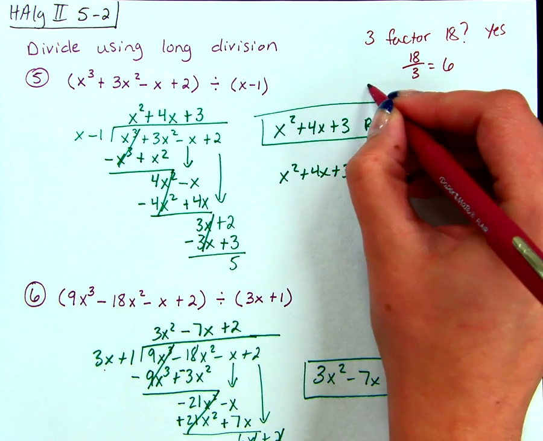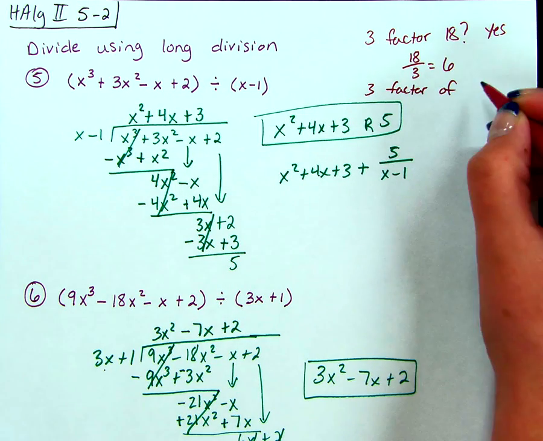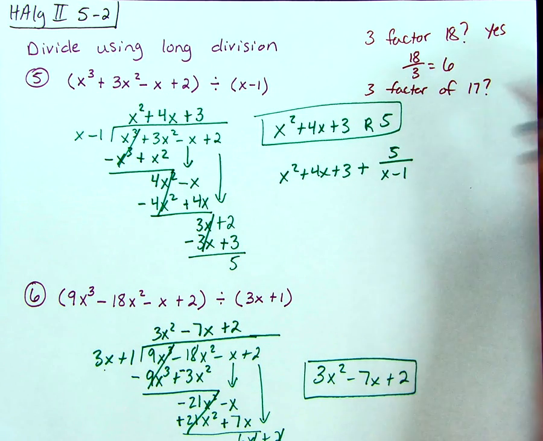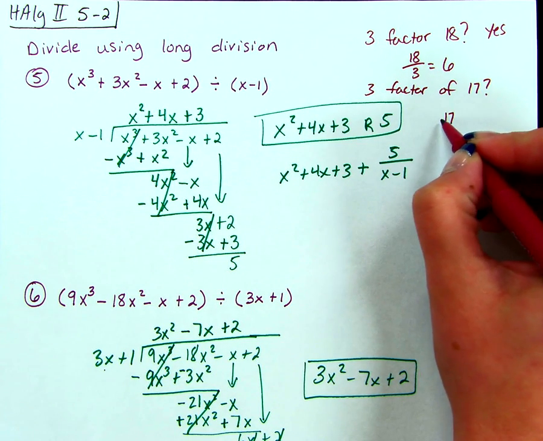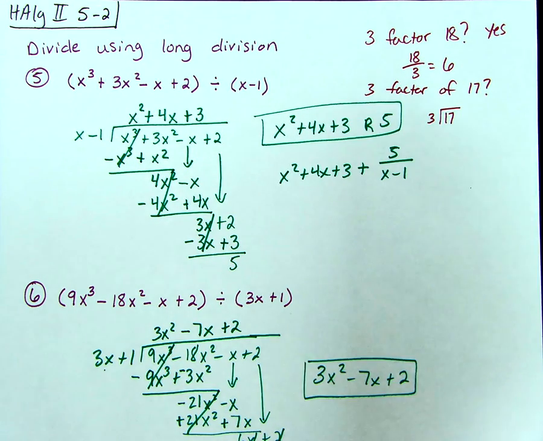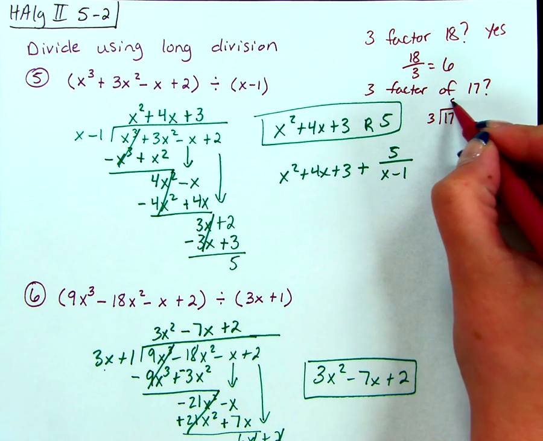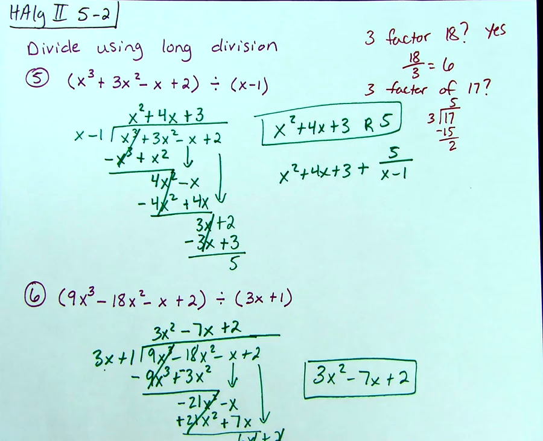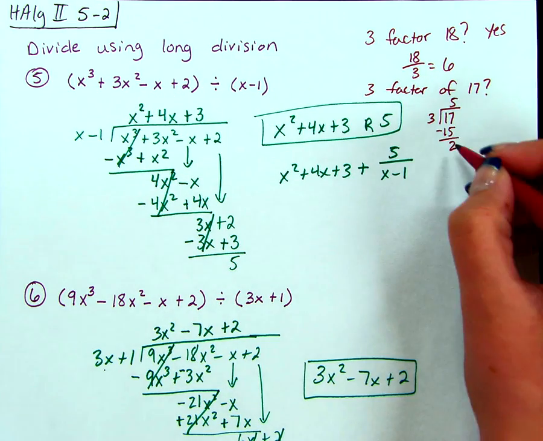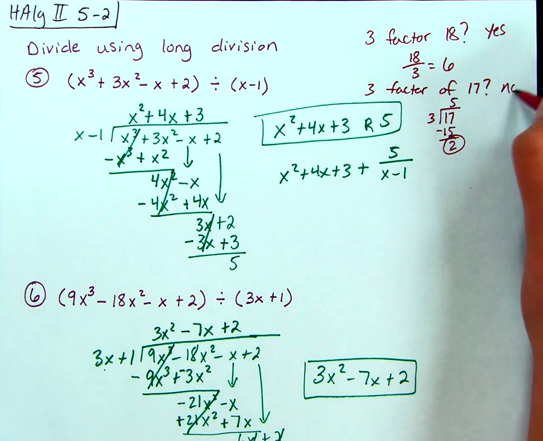Now let's say I wanted to know, is 3 a factor of 17? Again, I would take 17 and divide it by 3. So 3 goes into 17 5 times, which gives us 15. We subtract to get 2, so that is our remainder. Since we got a remainder other than 0, the answer to this one is no.